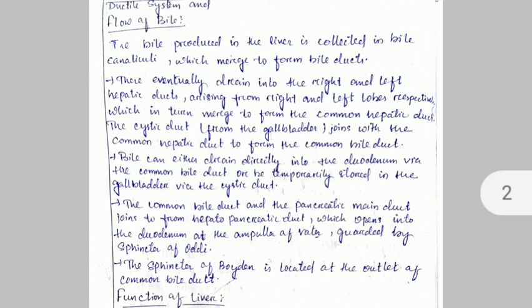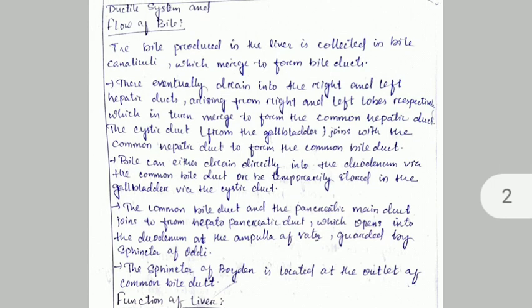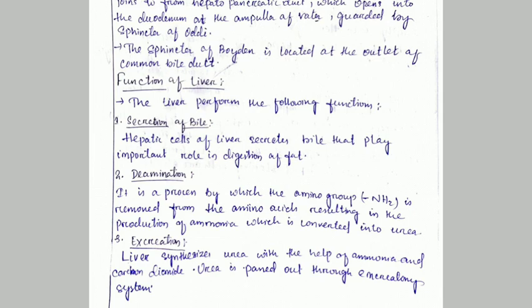Bile can either drain directly into the duodenum via the common bile duct or be temporarily stored in the gallbladder via the cystic duct. The common bile duct and the pancreatic main duct join to form the hepatopancreatic duct, which opens into the duodenum at the ampulla of Vater, guarded by sphincter of Oddi. The sphincter of Boyden is located at the outlet of the common bile duct.